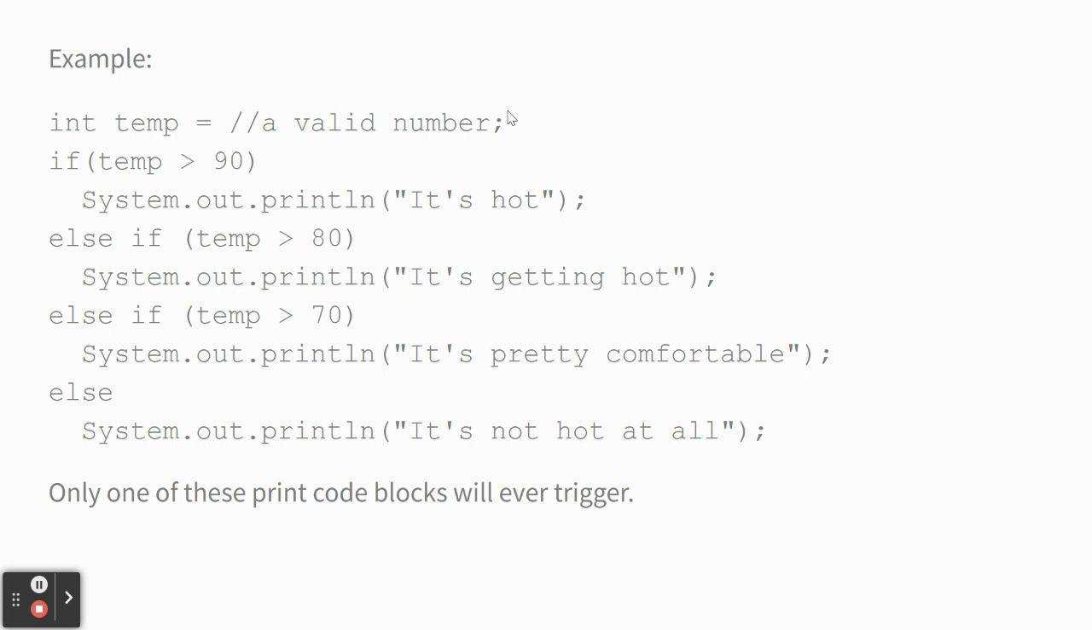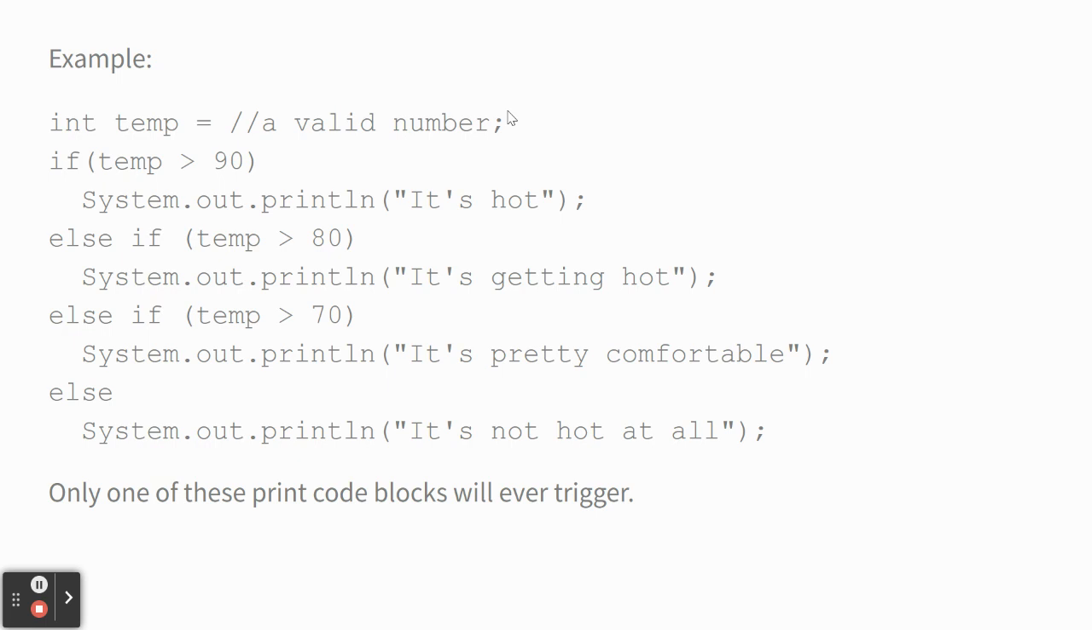And we're looking at this code. If temp is greater than 90, we say it's hot. Else if temp greater than 80, it's getting hot. Else if temp greater than 70, it's pretty comfortable. Else it's not hot at all. So only one of those four things will trigger in this case. You might think if it was 100 degrees that it would trigger the first three, but it's not. Only one will ever trigger. The first one it runs into that's true will trigger.